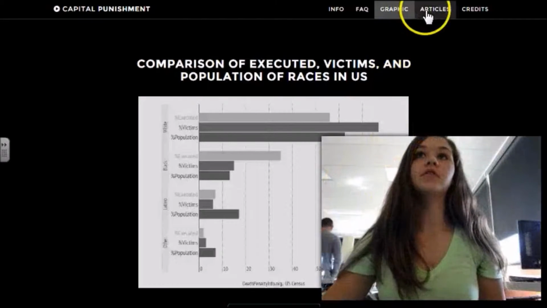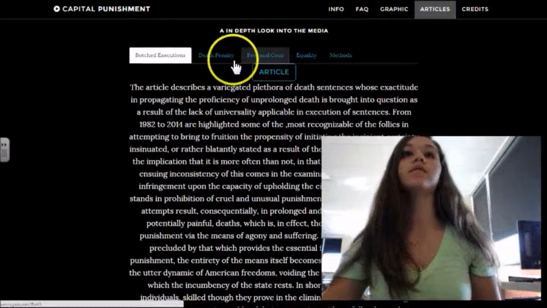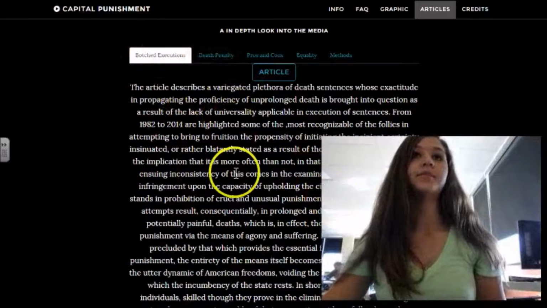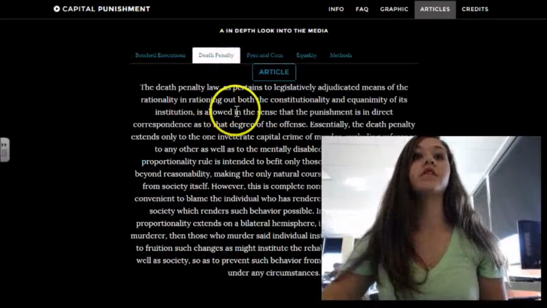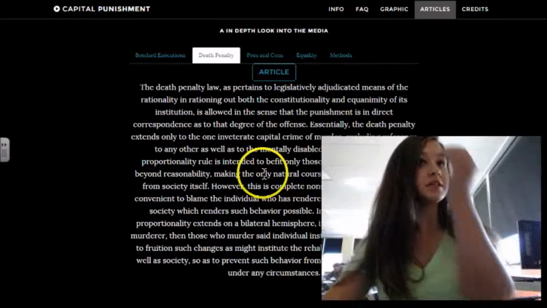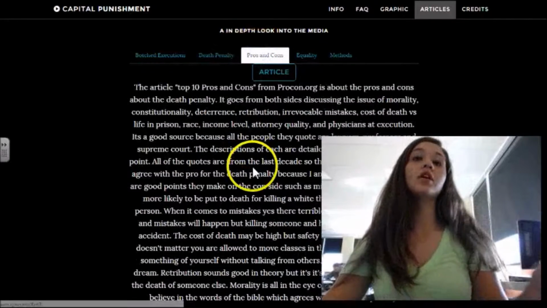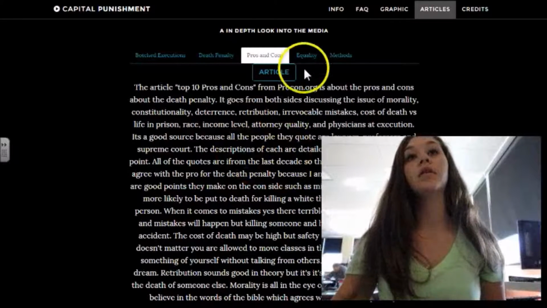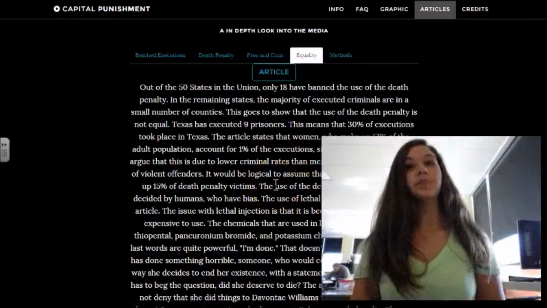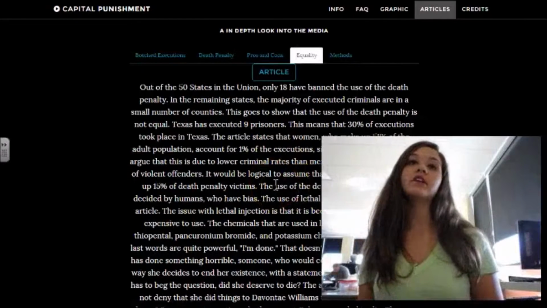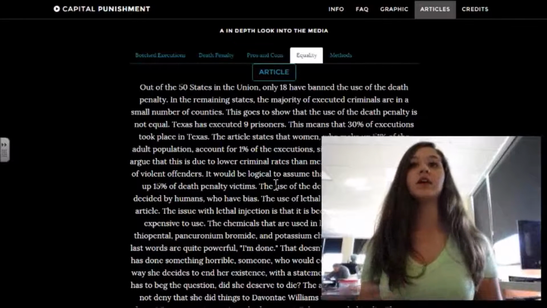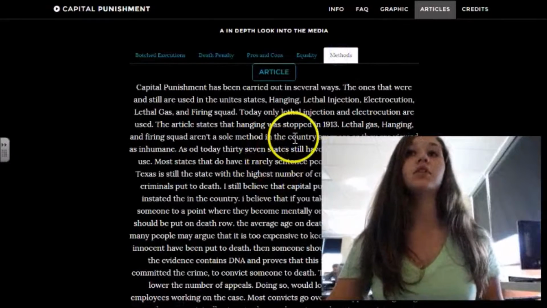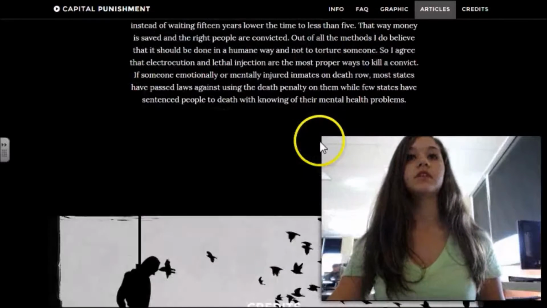Up here, if you click on articles, it will take you down to the 5 articles we did. The first one is on botched executions. Then there was one on the death penalty law and how it is applied across the country. Then one on the pros and cons of the death penalty, since our group was actually split down the middle, 50-50 on our opinion. Then the equality of it, and how certain people get the death penalty and others don't, based on race and gender and so on. And our last article is on the methods of the death penalty, of which there are 5, as you can see in the article.